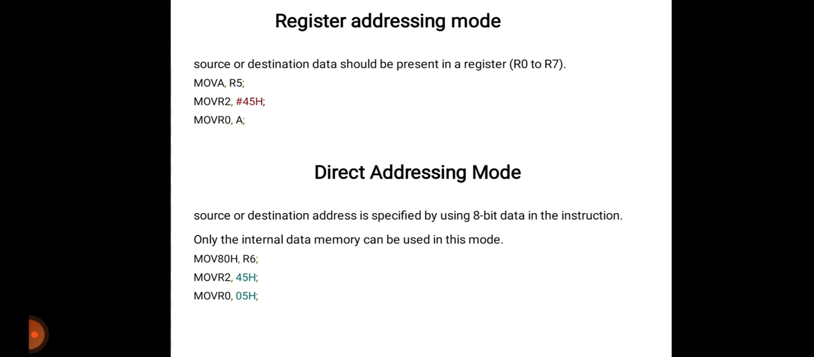The next one is the register addressing mode. In register addressing mode, the source or the destination data should be present in the registers only, that is R0 to R7. These are some examples: MOV A, R5; MOV R2, #45H; then MOV R0, A. These are the examples of register addressing modes.